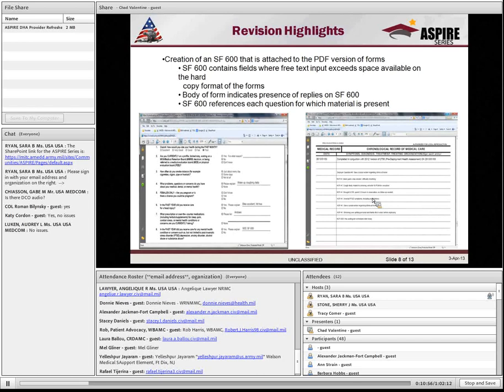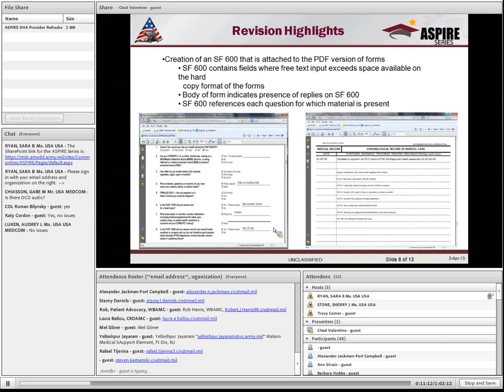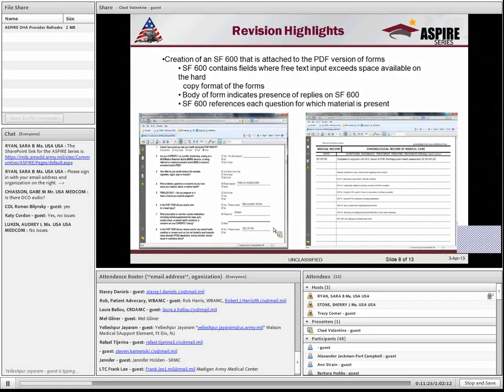And I don't know if you can see the screenshot pretty clearly from where you're at, but on the graphic on the left at the very bottom, you see where it says SF600? That's because in this response where it says please explain, the soldier exceeded the character limit, and this actually carried over to the SF600. So when they print out, you actually see the question along with the text from the soldier. So it doesn't cut off the response, that text response from the deployer, which I know was an issue in the past. So this will all carry over to the SF600, and it is attached to that PDF version of the form, and it will print out.